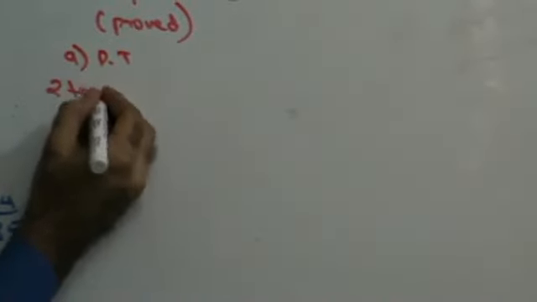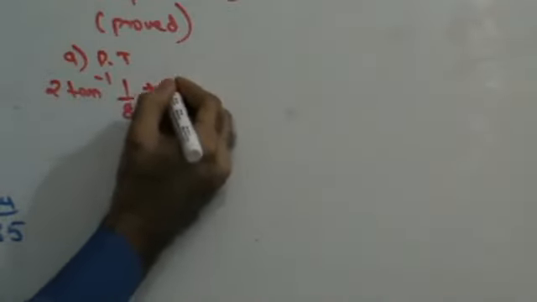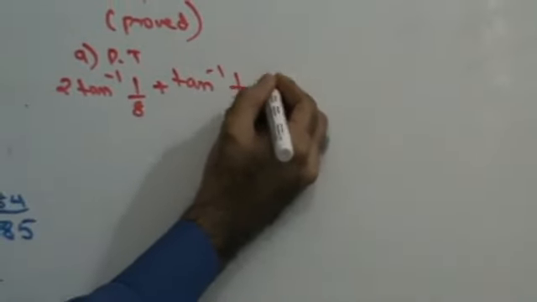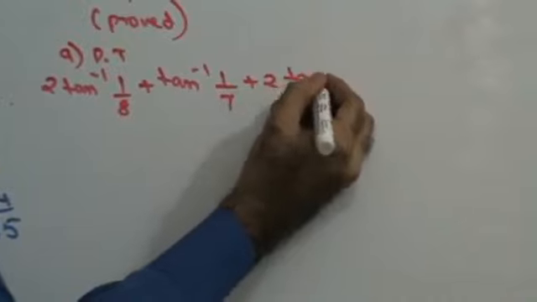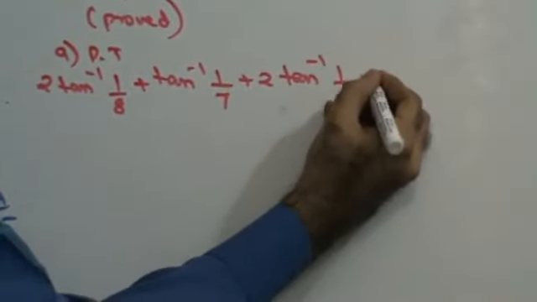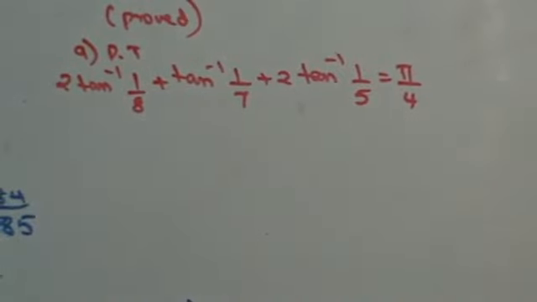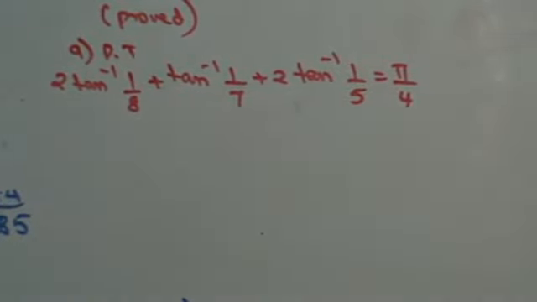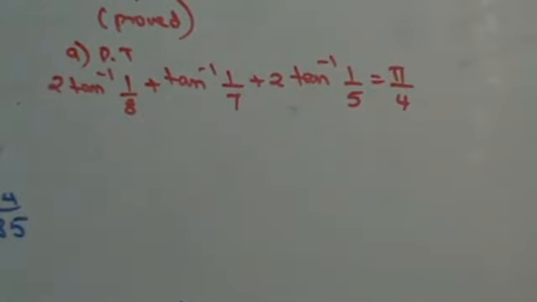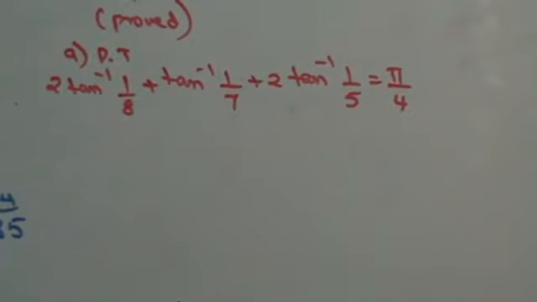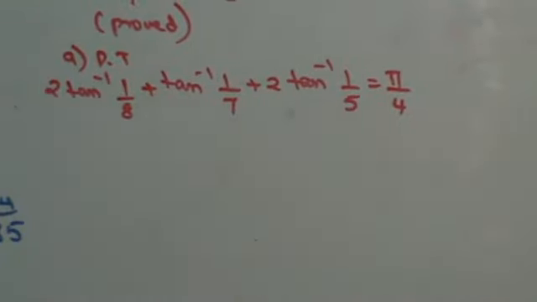Prove that twice tan inverse of 1 by 8 plus tan inverse of 1 by 7 plus twice tan inverse of 1 by 5 is equal to pi by 4. Right? Now, since all my trig ratios are the same and I have twice tan inverse, I cannot draw the angle here. I cannot take that assumption. So in which case I need to do this by a different method. I need to do this by using the inverse formula.